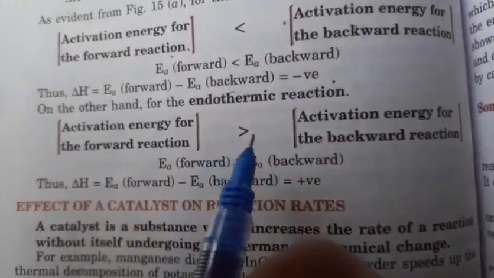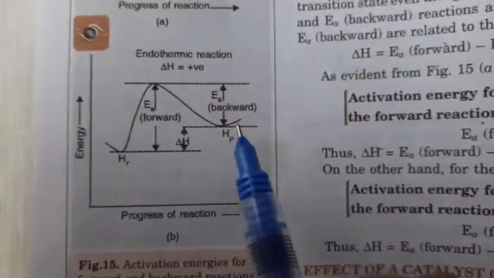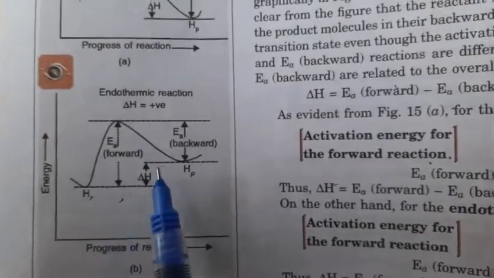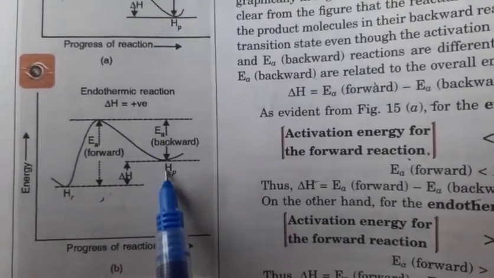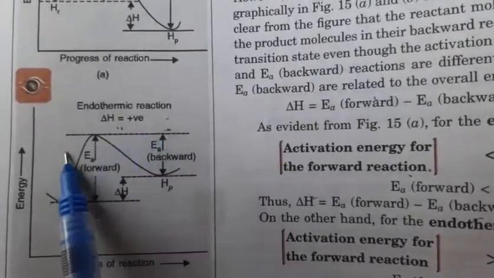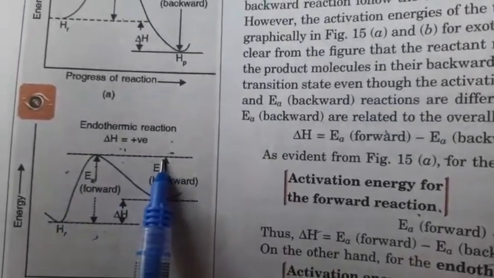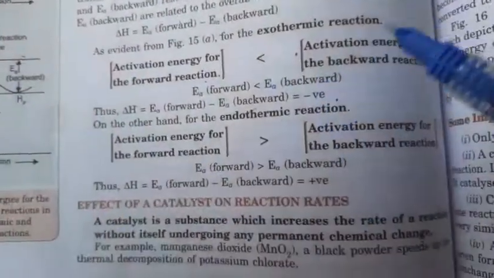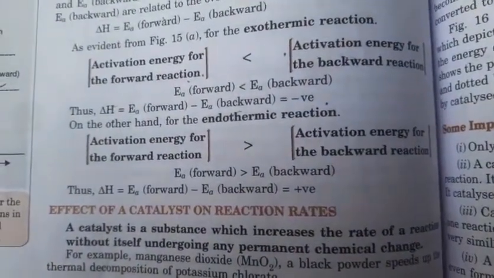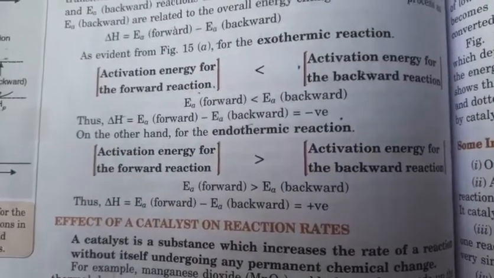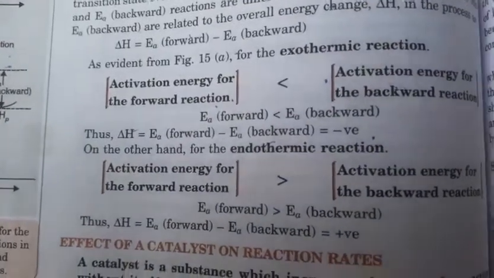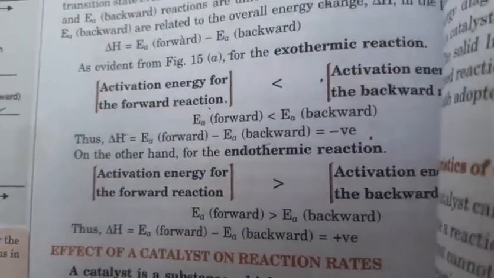On the other hand, for an endothermic reaction, you can see in this diagram the activation energy for the forward reaction is greater than the activation energy of the backward reaction, so delta H should be positive. So it is an endothermic reaction. Okay students, so we can define exothermic and endothermic reactions on the basis of the activation energy. Okay students, with this topic, your chapter number 4, that is chemical kinetics, has been finished.